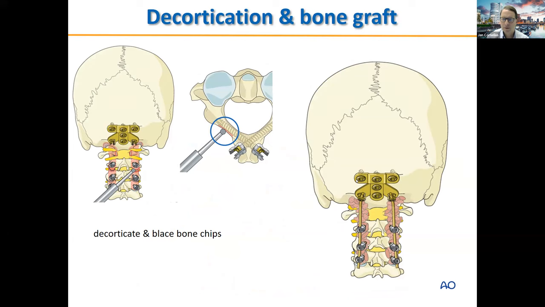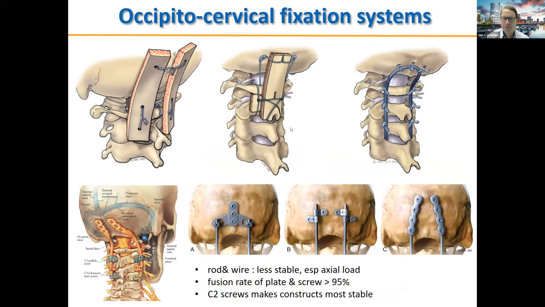So these are a lot of different types of occipitocervical fusions that have been described over time, but nowadays we would recommend and use a system which is made of plates and screws and rods, which will guarantee a fusion rate of more than 95%. So what are the complications?